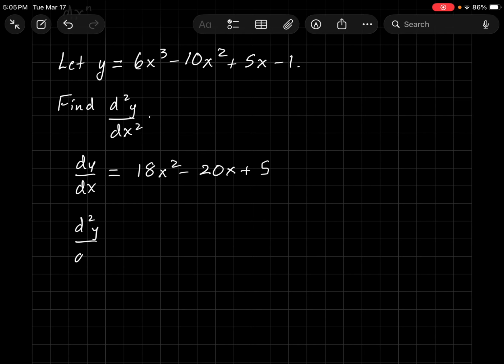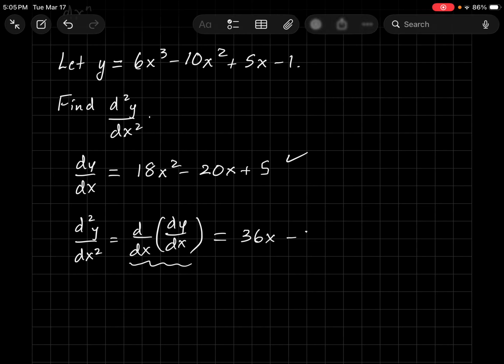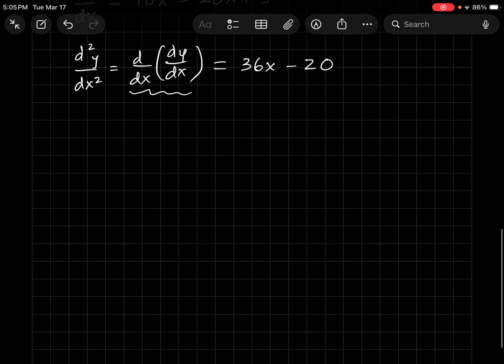And then the second derivative, a reminder, it is the derivative with respect to x of what we just found. We don't need to write this down, but I'm doing it for later on. It's good to know this notation is going to help us in certain situations later on in the course. But all we got to do now is take the derivative of what we just found. So the derivative of 18x squared minus 20x plus 5 is 36x minus 20. Let's do one more example.